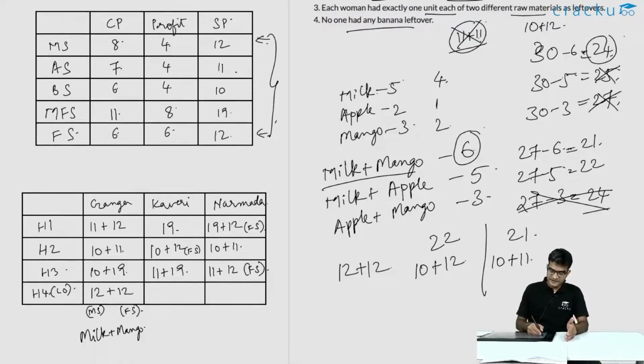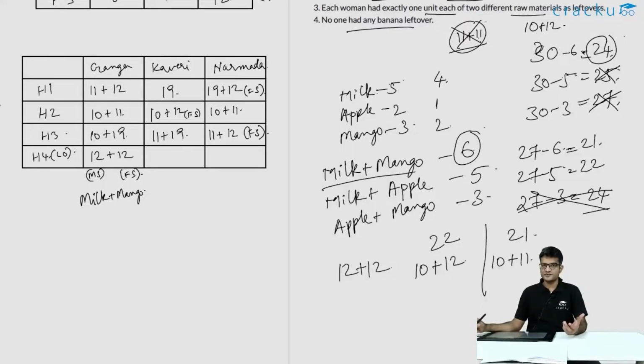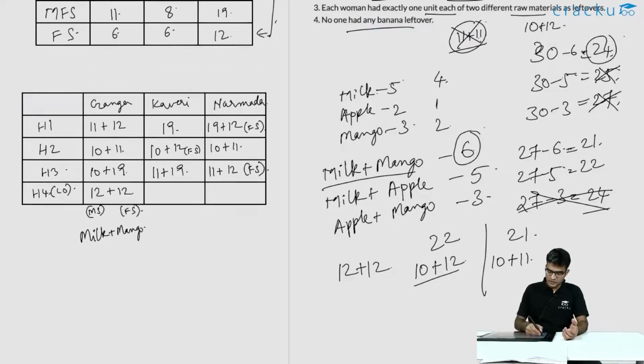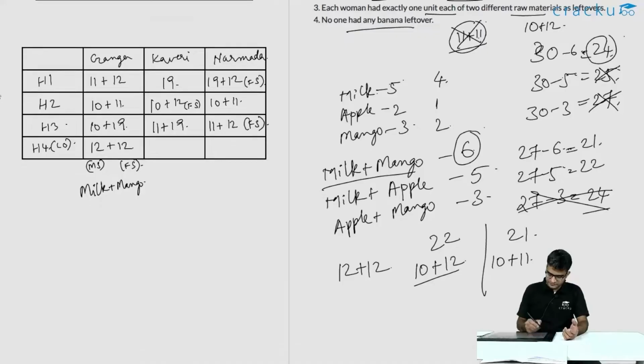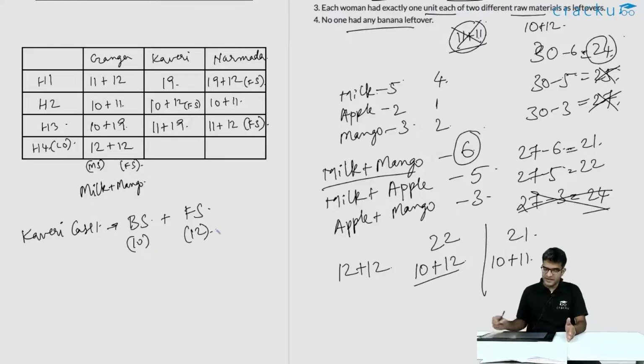Just to reiterate, with respect to Kaveri, in the last hour, there are two possibilities. In one possibility, she sold 10 plus 12. This would imply that 10 is banana smoothie. Kaveri, let us say case 1. So she sold one banana smoothie and the 12 has to be fruit salad because Kaveri did not sell any mango smoothie. This cost 10 rupees, this cost 12 rupees. And in this particular case, the leftovers with Kaveri at the end of the first 3 hours would cost 5 rupees. So that is milk plus apple. And the leftovers are milk plus apple.